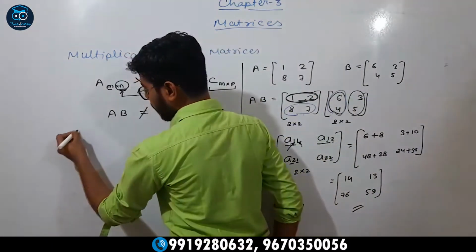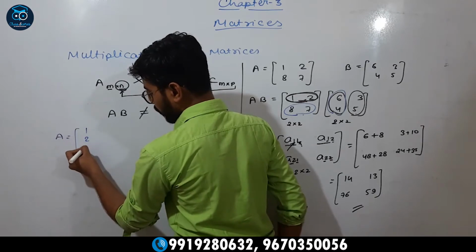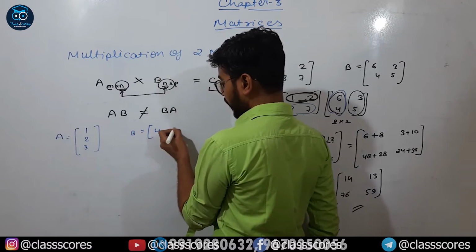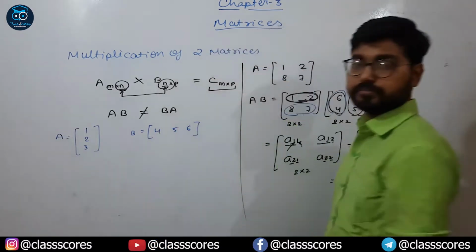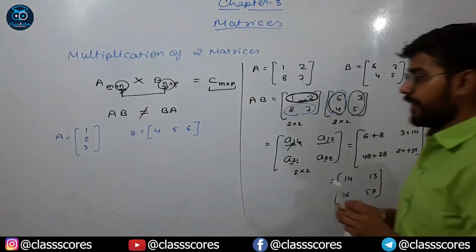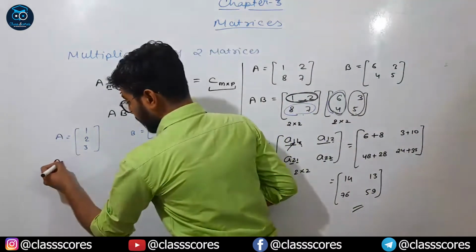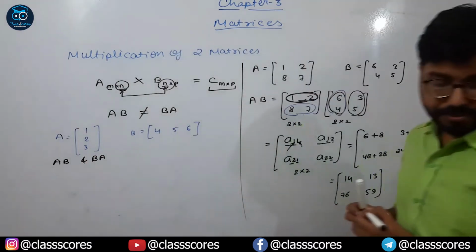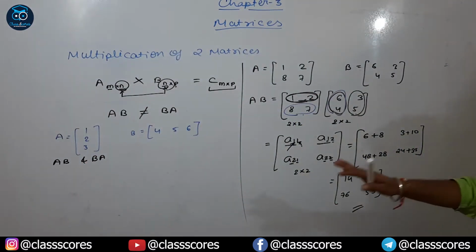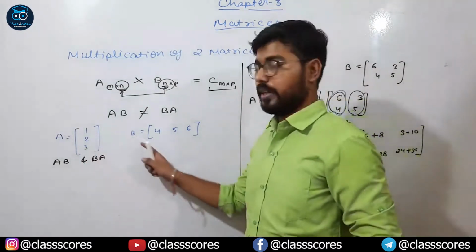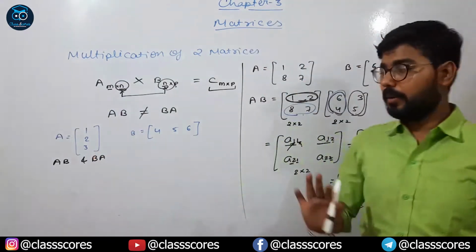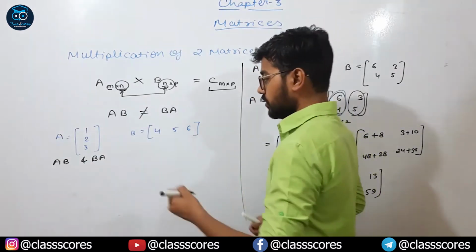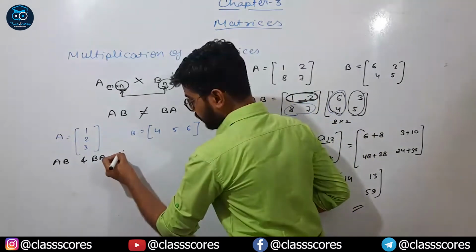Suppose A is given 1, 2, 3 and B is given 4, 5, 6. Here we need to find the value of AB and BA. This is the question. Here in this question you need to find the value of A into B and B into A. By this we can check why these are not equal. Okay.